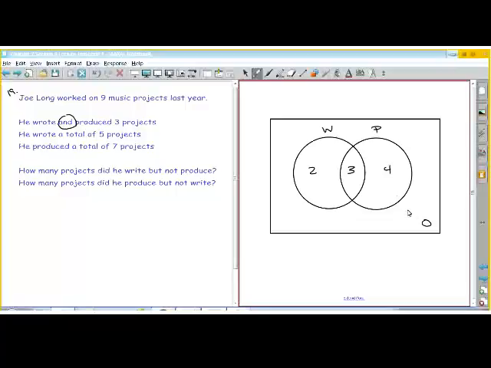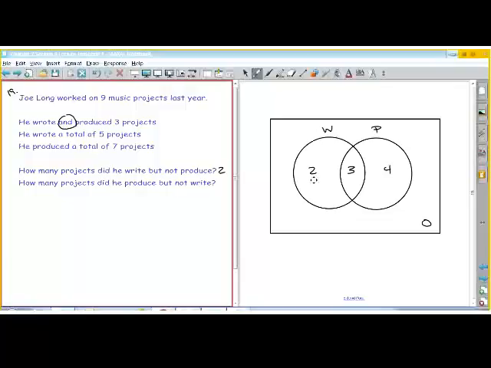Once we filled all these numbers in, all the little sub areas, and also this number in the rectangle, but not in the circles, we can answer these questions. How many projects did he write but not produce? Well, that would be what's inside this part of the circle. So he's written 5, written and produced 3. That means that he wrote 2 projects but didn't produce them.